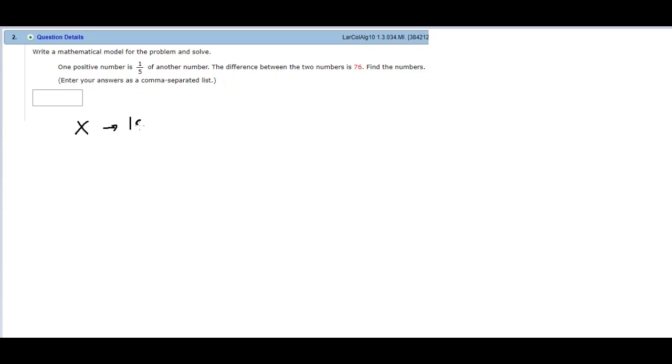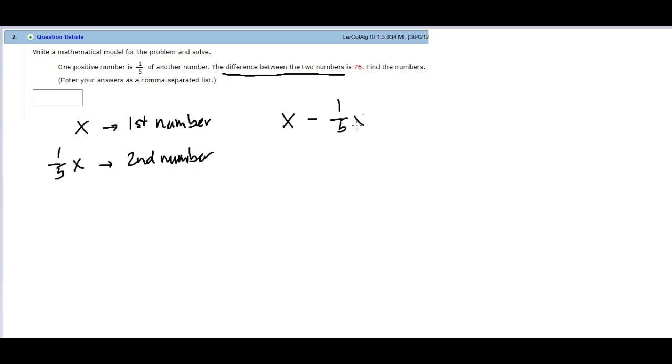So I'm going to let x be my first number. And then my other number is 1/5 of that number. Now, the difference between the two numbers is 76. So the difference is subtraction, x minus 1/5 x. That's the difference between these two numbers. That's going to equal 76.